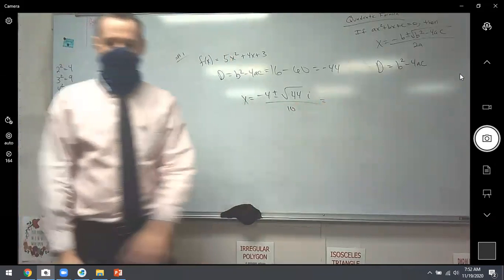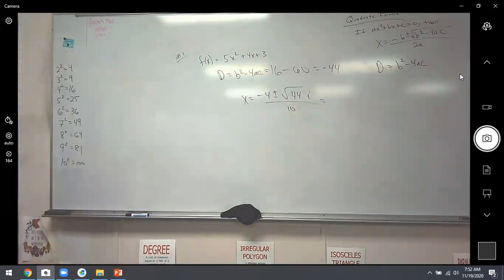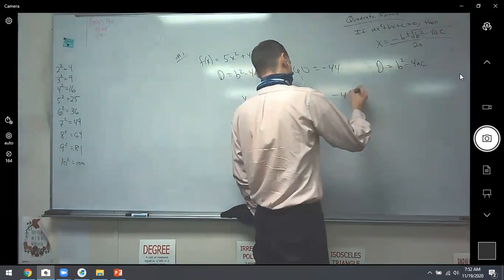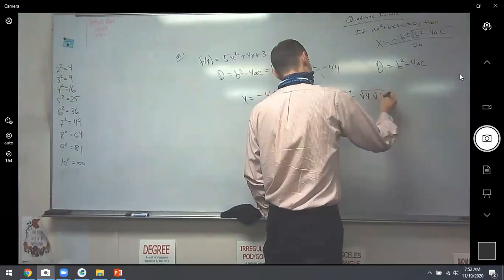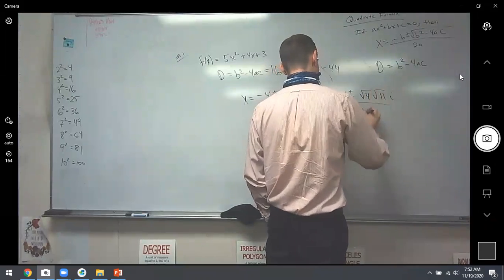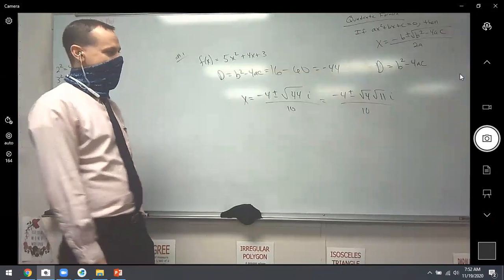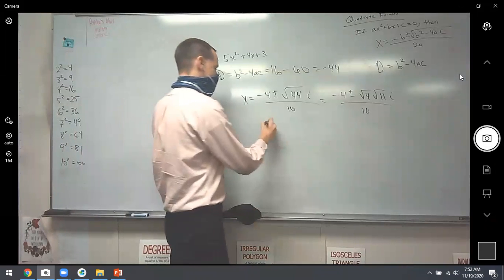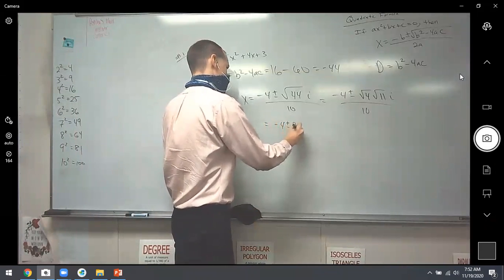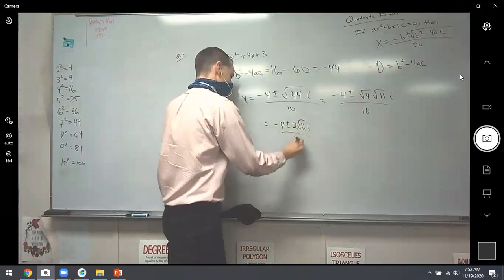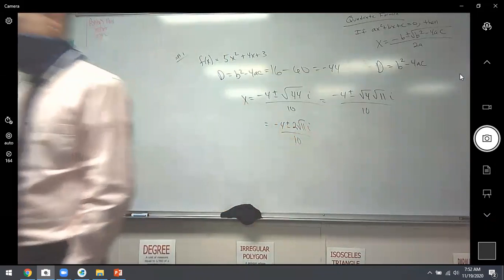Now, of course, you want to try to clean up your roots a little bit if you can. 44. Is there any perfect square going into 44? Yes, 4 does. So we will break 44 up into a 4 and an 11, because 4 times 11 is 44. The square root of 4 is nice and pretty. That's why we're doing this. So we'll rewrite the square root of 4 as just 2, just a lone 2 there. And we've cleaned up that root as much as humanly possible.